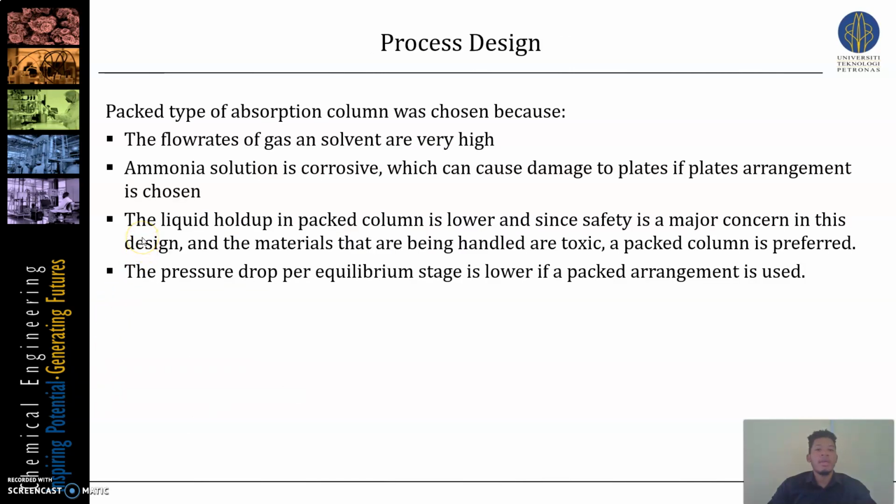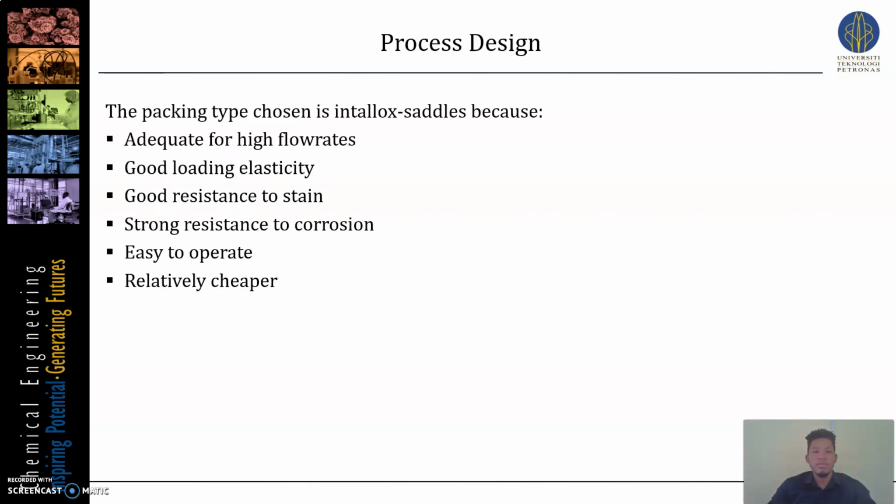Process design. We have chosen a packed type of absorption column because the flow rates of gas and the solvents are very high. Ammonia solution is corrosive, which can cause damage to plates if we chose this kind of arrangement. Also, the liquid hold-up in a packed column is lower. Since safety is a major concern in this design, and the materials being handled are toxic, the packed column is preferred. The pressure drop per equilibrium stage is also lower in this kind of arrangement.